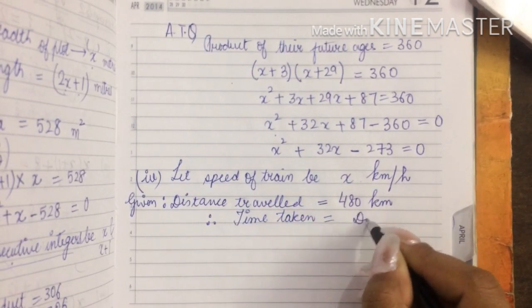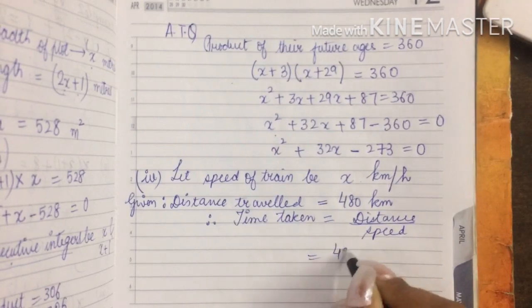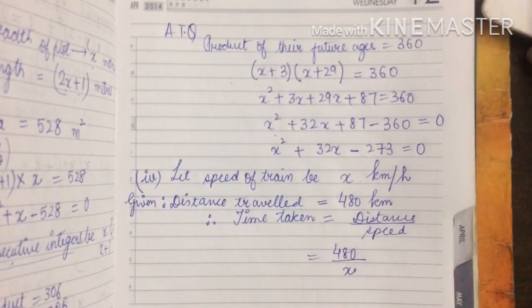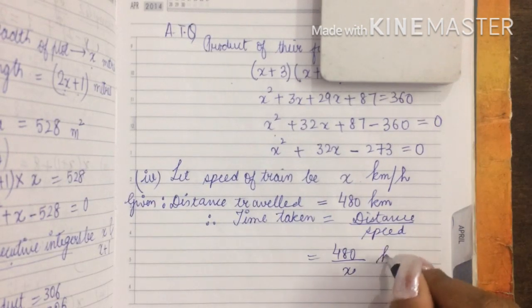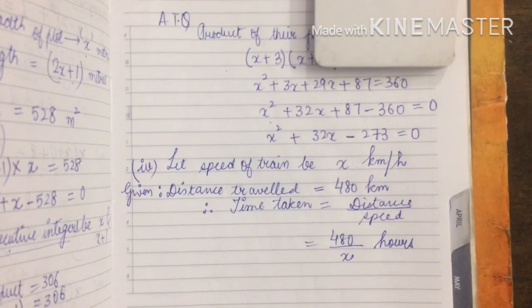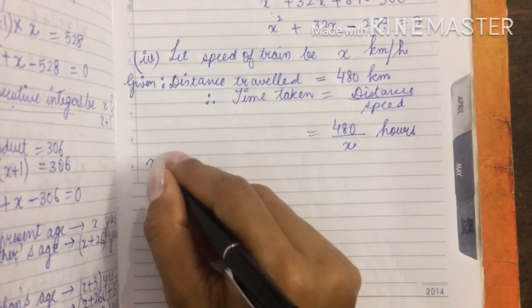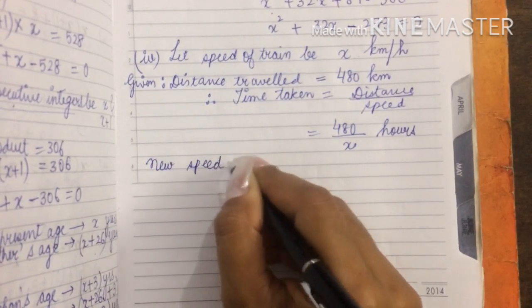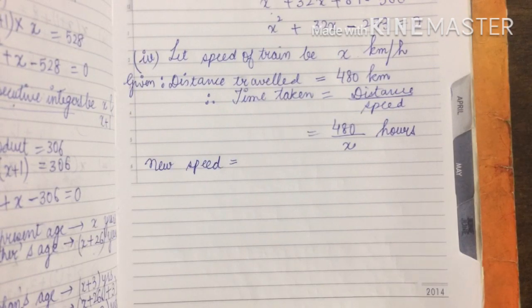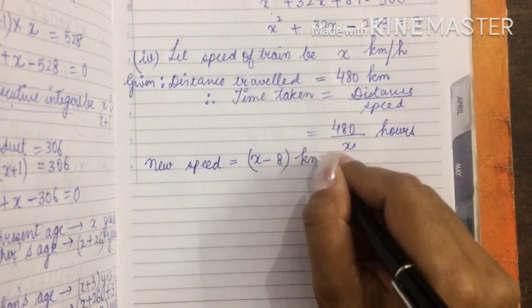The time taken is given by distance over the speed. So this will be 480 by x, and the time taken will be in hours. Now let us see what they are asking us to do. They want us to change the speed. The speed has to be reduced. So we will write down the new speed. Earlier it was x, so now it will be x minus 8, reduced by 8 kilometers per hour.